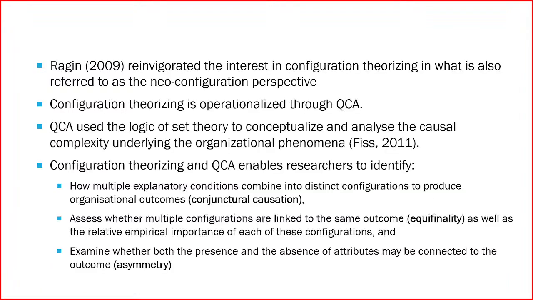Okay, so I think we have talked about conjunctural causation, we have talked about equifinality, we've talked about asymmetry. That's the core differentiating factor for QCA. We've also talked about the fact that it uses set theory, and if you're just using it as a method, it's a qualitative comparative analysis method, but increasingly there is a realization that it's not a method, it's more of a theorizing approach. And for that, we call it configurational theorizing. You think in terms of conjuncture, you think in terms of equifinality, you think in terms of asymmetry. That's what the configurational theorizing logic is, and it's implemented through QCA.